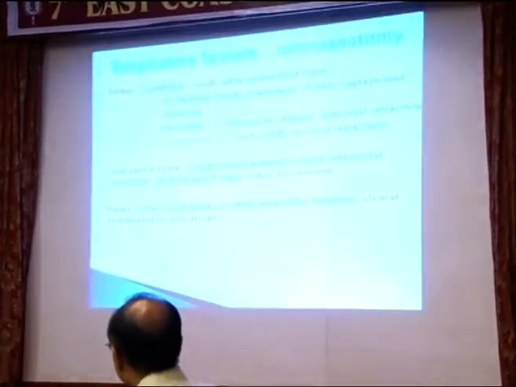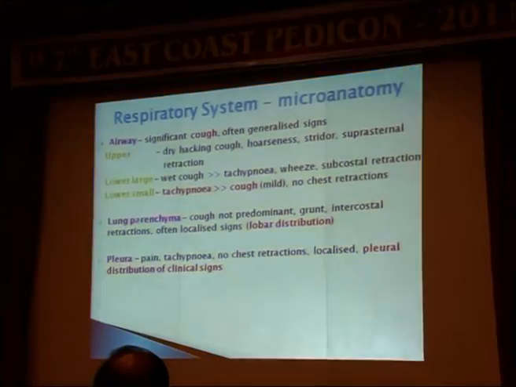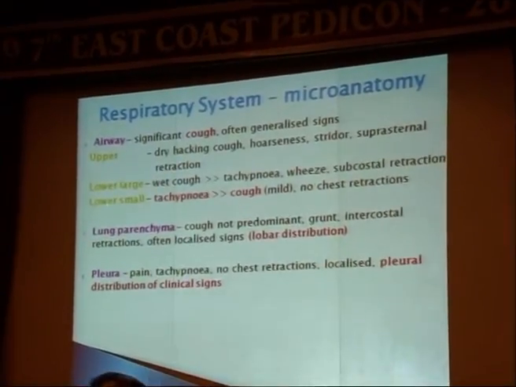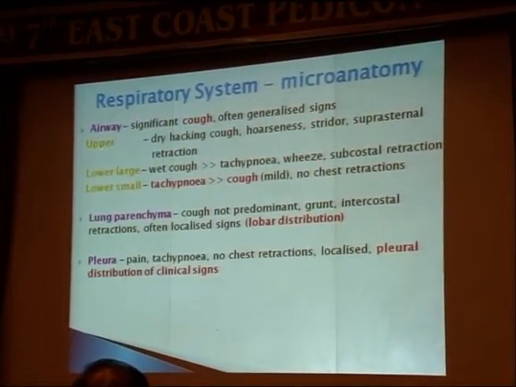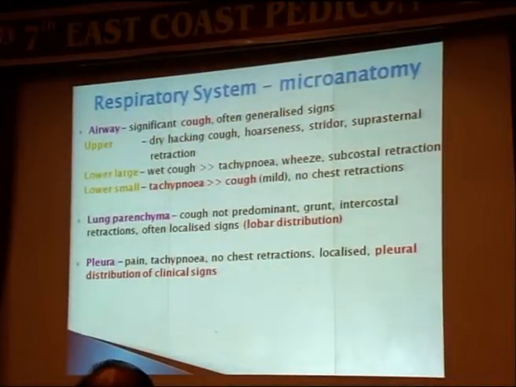Okay, and what about pleura? We have already said what about pleura. Any specific symptom of pleural disease? Pain, right? So in pleura, pain, tachypnea, that means could be breathless, but no retractions. So we said retractions of intercostal type in parenchyma, subcostal in lower airway, suprasternal in upper airway. But in pleura, no retractions. And again, localized signs and pleural distribution. That means anterior, axilla, posterior, everywhere.